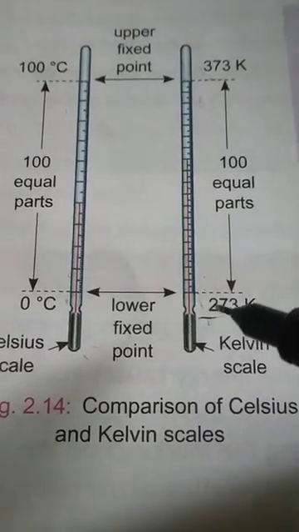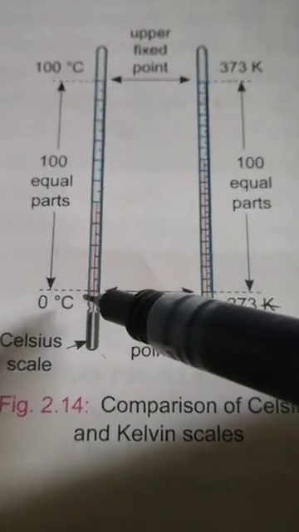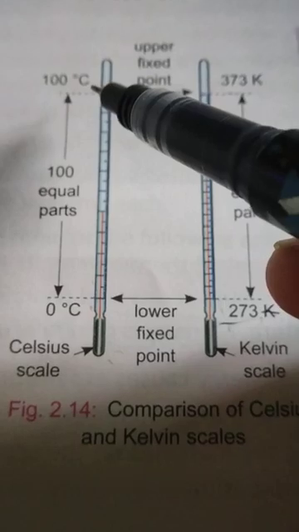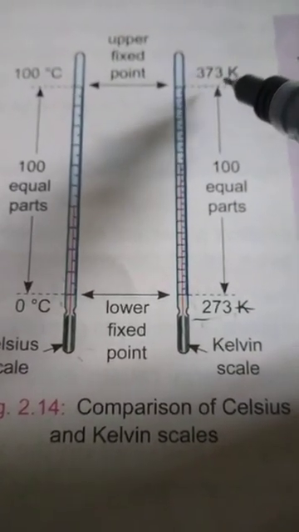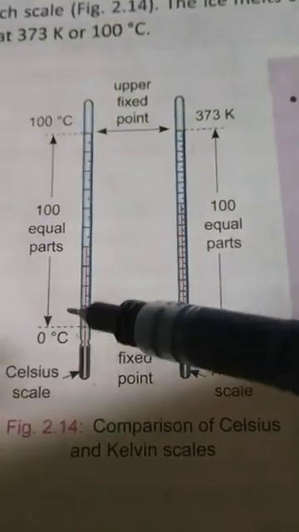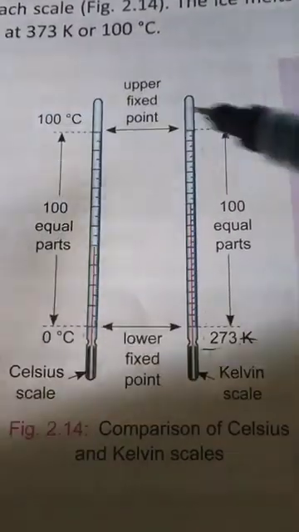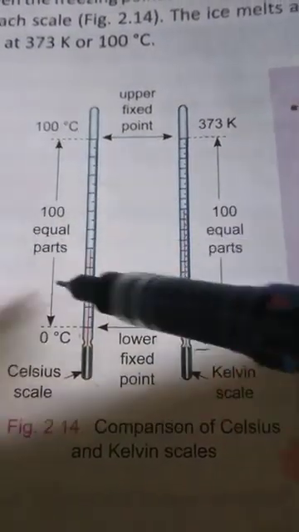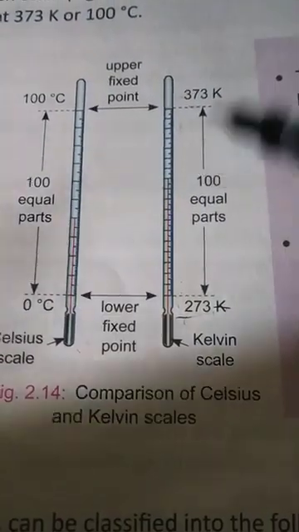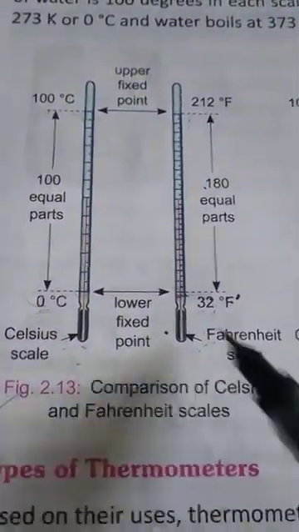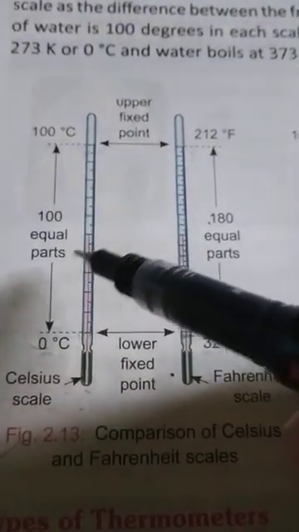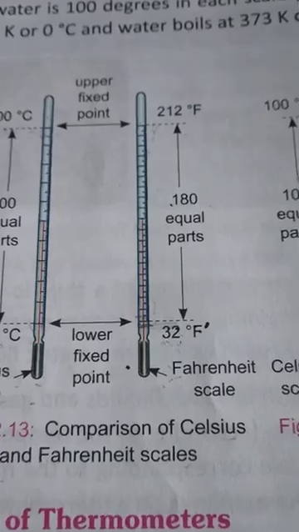So, ice melts at 0 degrees Celsius, which is 273 Kelvin in the Kelvin scale, and water boils at 100 degrees Celsius, which is 373 Kelvin. And in both scales the difference between the lower fixed point and upper fixed point is divided into 100 equal parts. But in the case of Celsius and Fahrenheit, Fahrenheit is divided into 180 equal parts and the Celsius scale, as you know, into 100 equal parts. Got it?